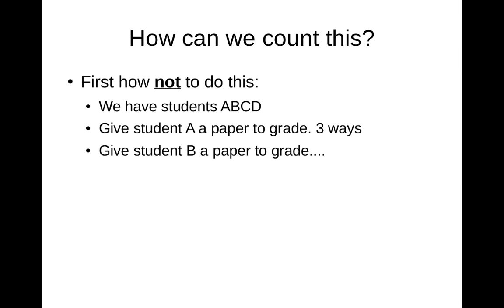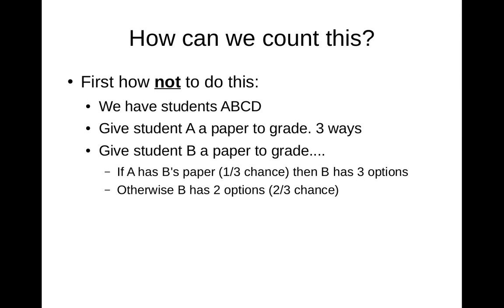First of all, how not to do this. You could give student A a paper to grade, that's 3 ways. Then you could give student B a paper to grade. And already the trouble begins. Because if A has B's paper, and there's a 1 in 3 chance that happened, B has 3 options: B could grade A, C, or D. But if A did not grab B's paper, then B can only grab 2 out of the 3 remaining papers. So you get this massive tree diagram that's annoying, and so we're not going to go that direction.